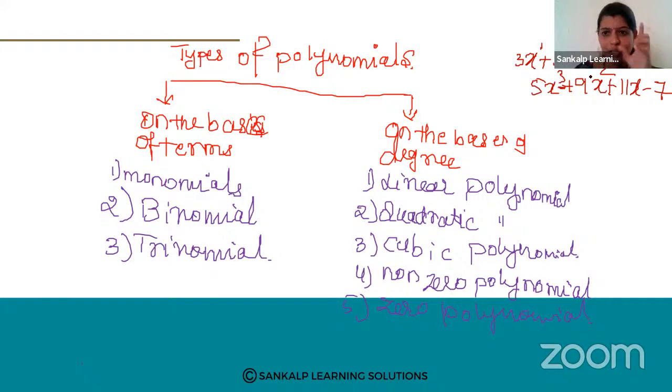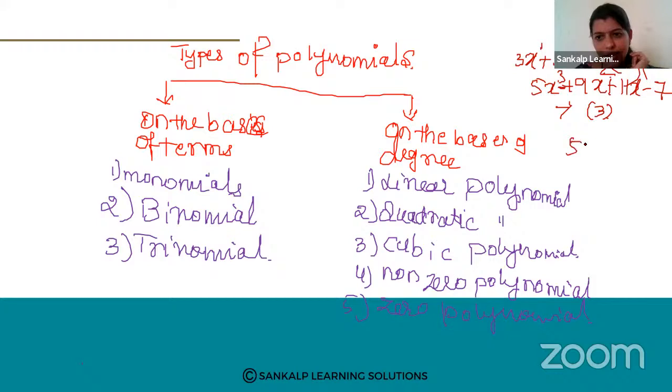Highest degree is 3. Here 1 is there, here 2 is there, here 3 is there. That means the highest degree is 3. Therefore, the highest power of the variable in the polynomial, we call it a degree. Then what is the degree of this polynomial? It is 3.